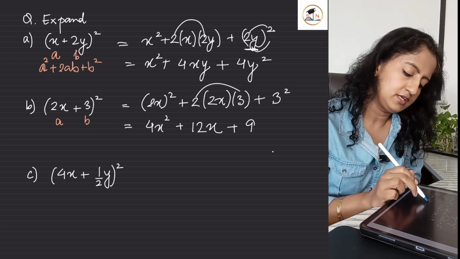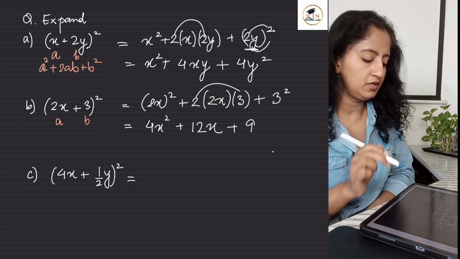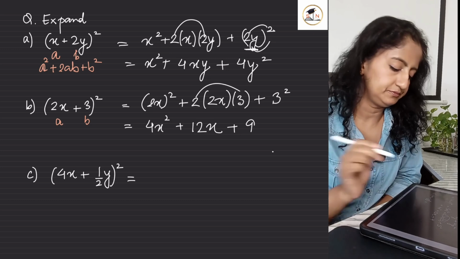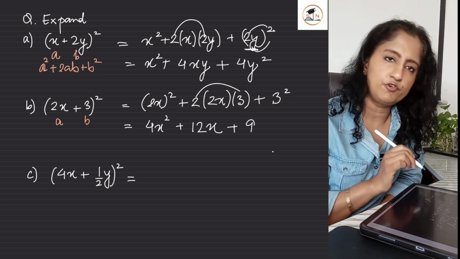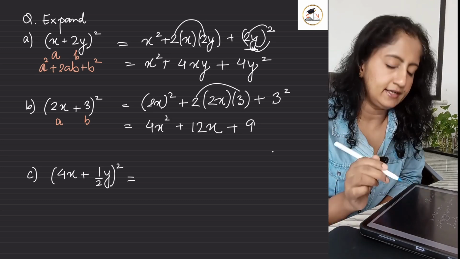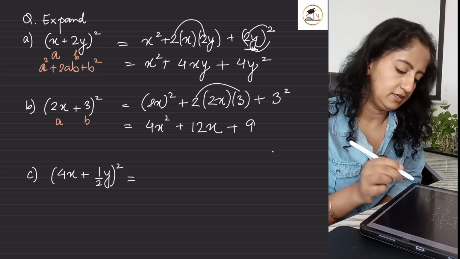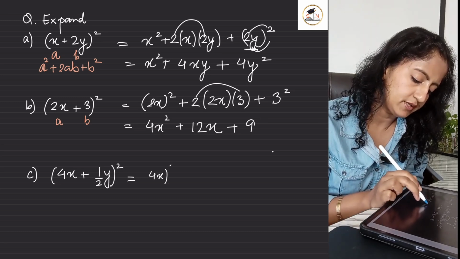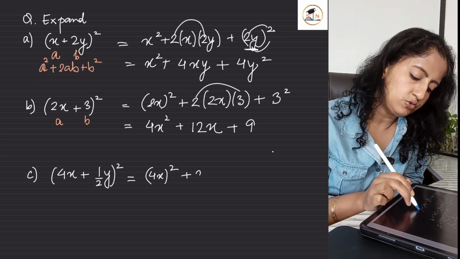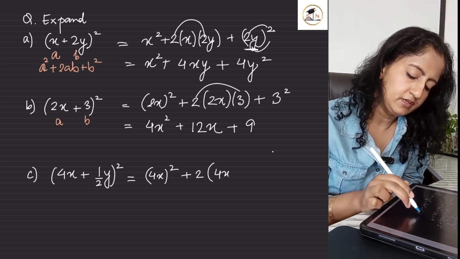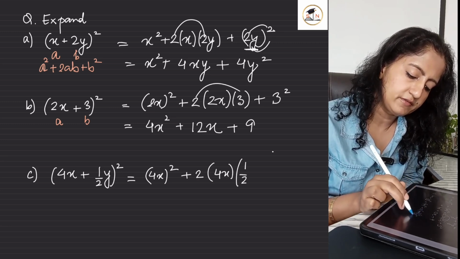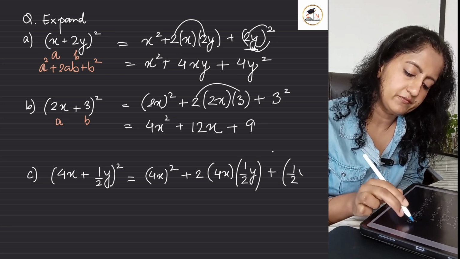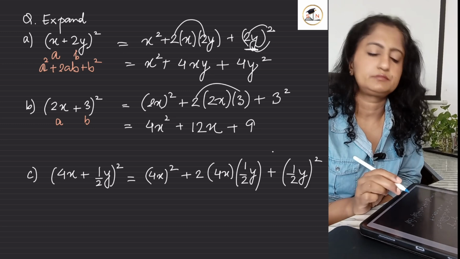Okay. Now, the last question on the screen. We have 4x plus half y whole square. We know the first term 4x is our A and second term half y is our B. So applying the identity now gives me 4x whole square plus 2 into 4x into half y plus half y whole square.